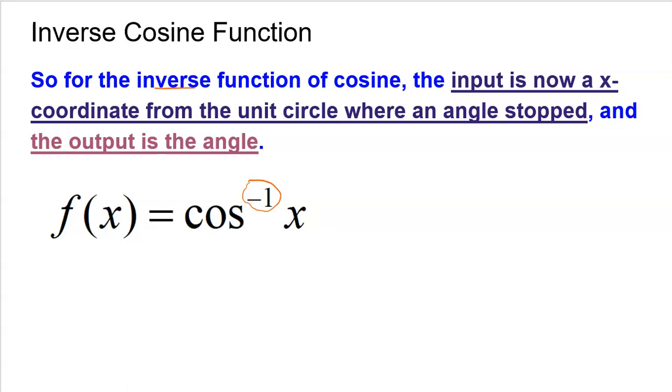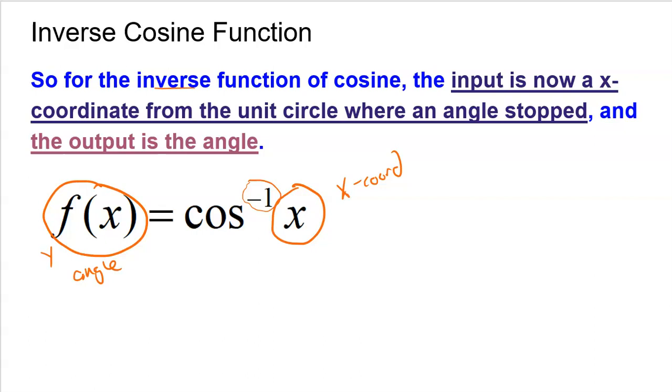And you have to understand what that means is that this input is now an x-coordinate from the unit circle, where an angle stopped. This output, which again is y, is the angle. So we're flipping, we're inversing, we're switching the x and y's, we're switching the input and outputs. So again, gotta be careful. Hopefully this is easy. You should have worked with inverse functions before.